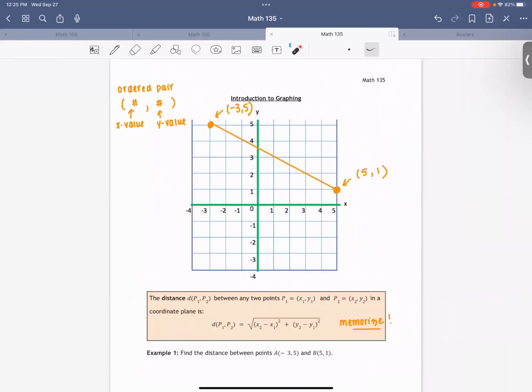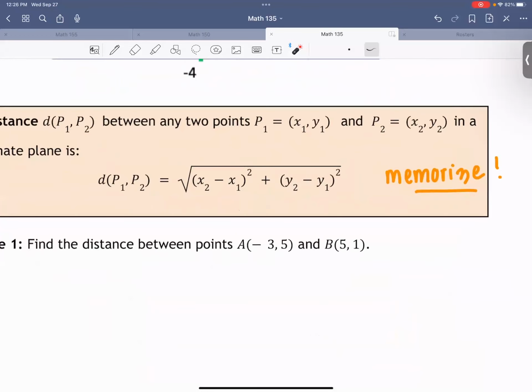All right. So in this example, I actually have the 2 points that we just plotted, -3, 5 and 5, 1. Let's see if we can find the distance between these 2 points. Does anyone have a preference of what P1 should be? You want the first point to be P1? Sounds about right. P1 should be A. If P1 is A, then -3 is X1 and 5 would be Y1, right? And then 5 would be X2 and 1 would be Y2, okay?